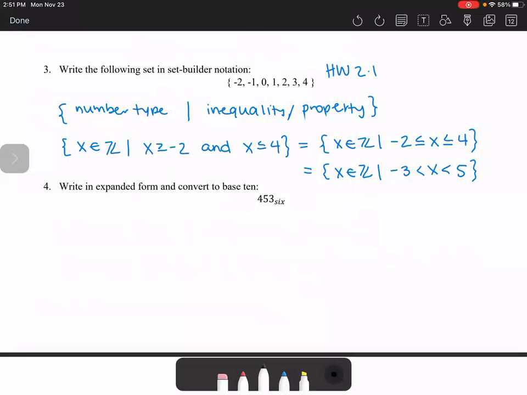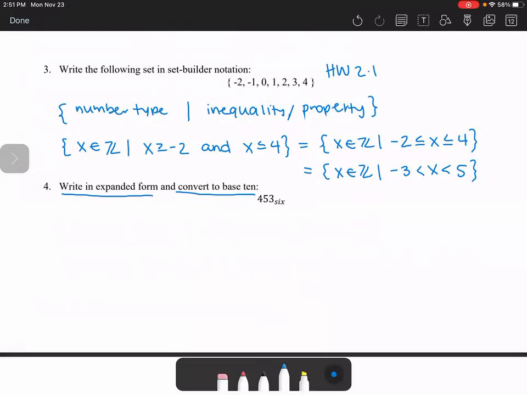So we want to take a number that's not in base 10, write it in an expanded form, and convert it to base 10. We've seen expanded form a lot. We had questions over it on exam 3, and a decent amount of you forgot what expanded form was. Expanded form means that you write out things using the place values.